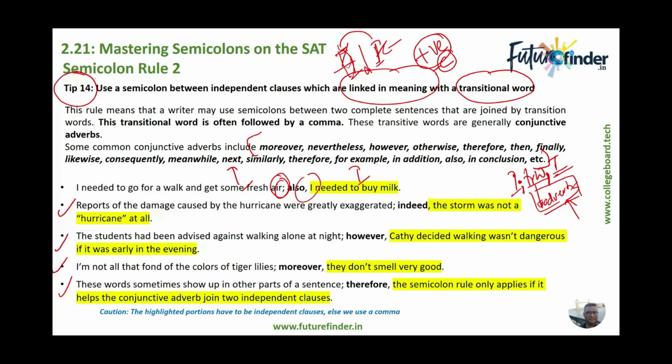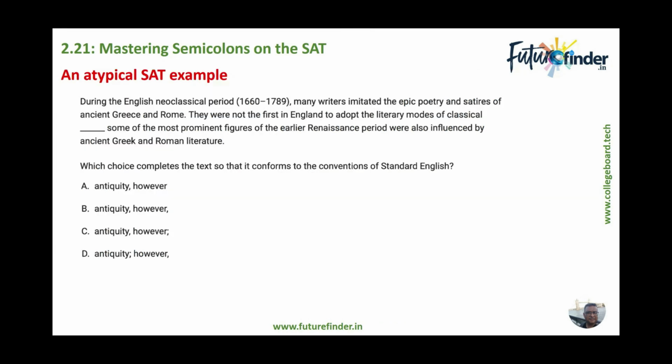So, caution, the highlighted portions, both of these have to be independent clauses, else we have to use a comma. Else we would pair this transitional word with this one, and we will only use a comma here, provided that these are not independent clauses. But then we have to be sure that both of these are independent clauses. This one, however, is an atypical example that the SAT asks you.